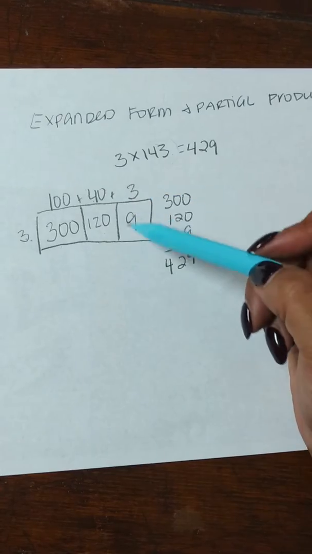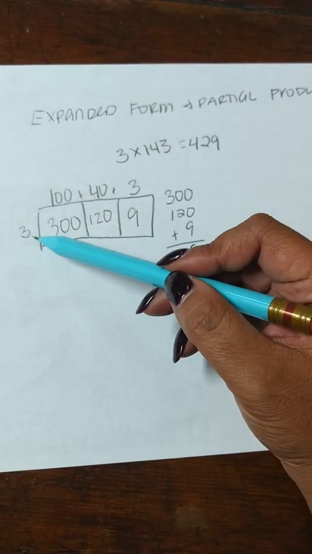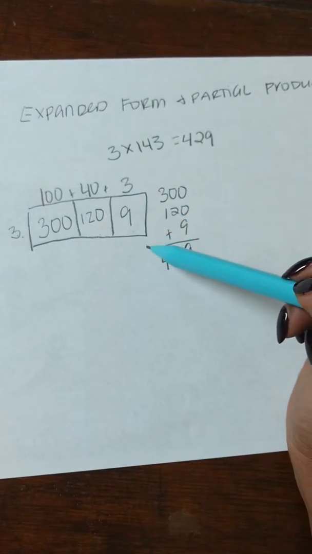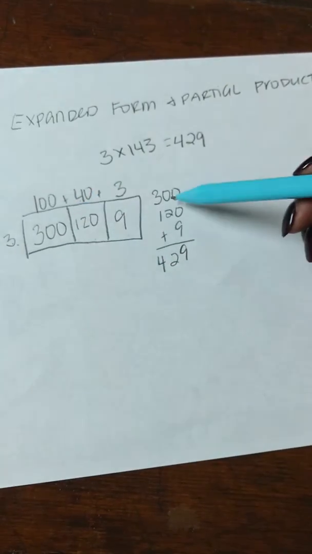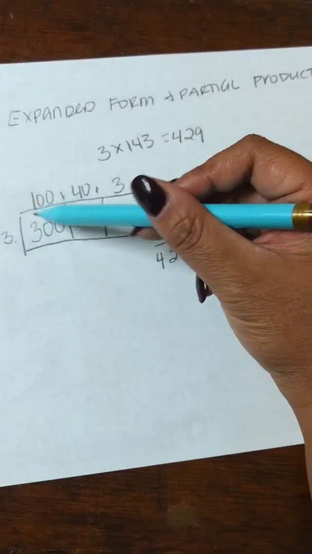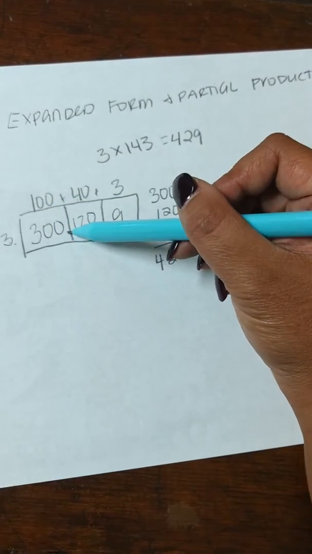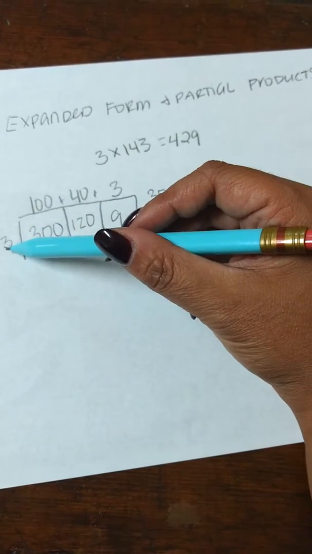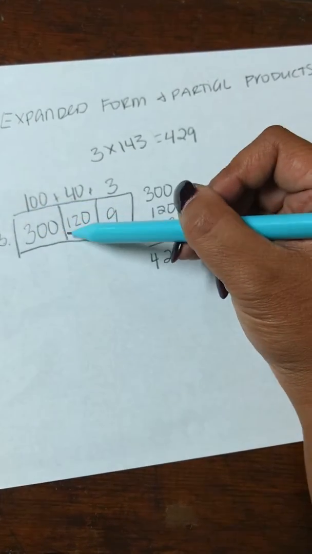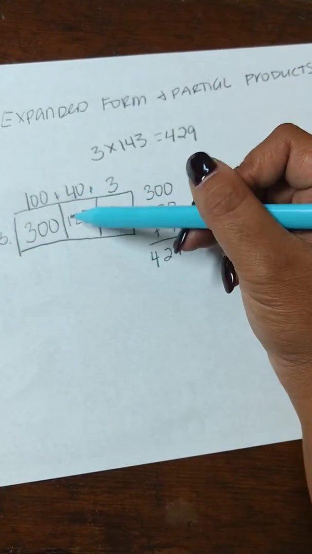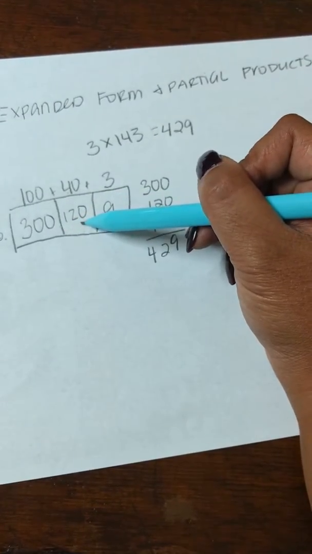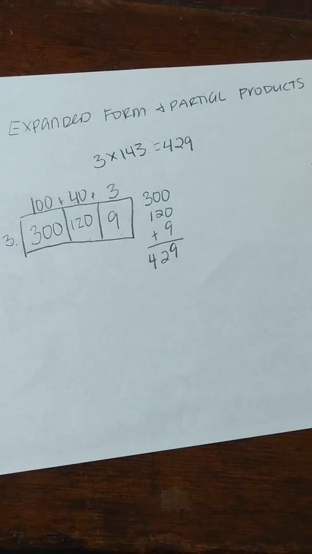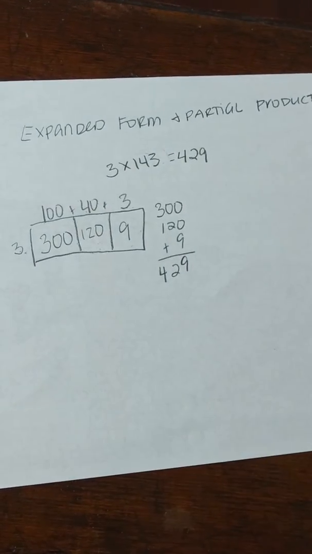Now the main idea here is to cut these into smaller problems that are easier for the students to multiply, because they're just multiplying a basic fact and putting in their 0 placeholders. So since you're multiplying by 100, 3 times 1 would be 3 hundreds. 3 times 4 is 12 tens, which is 120, and 3 times 3 is 9 ones. And that's expanded form in partial products.